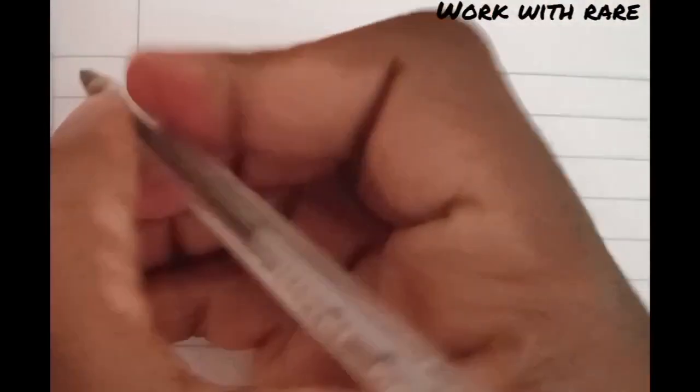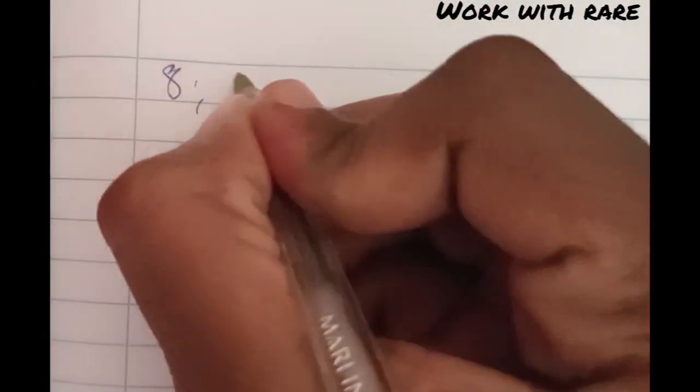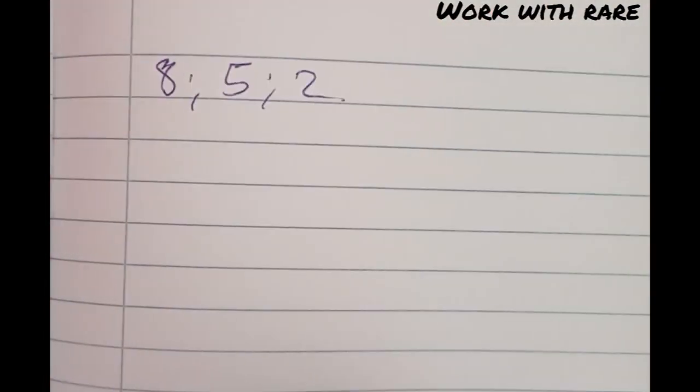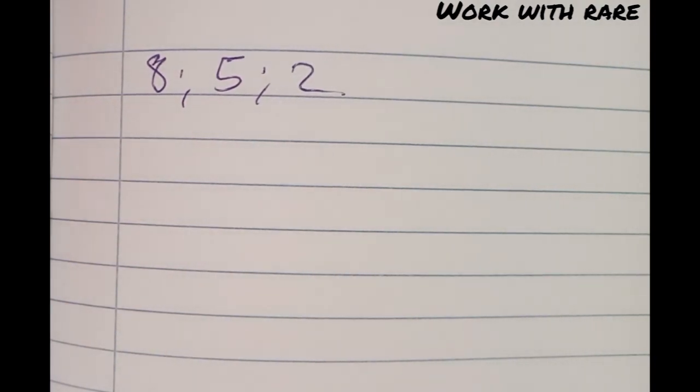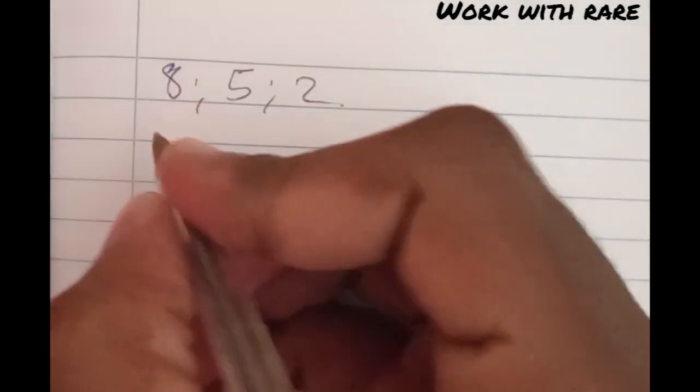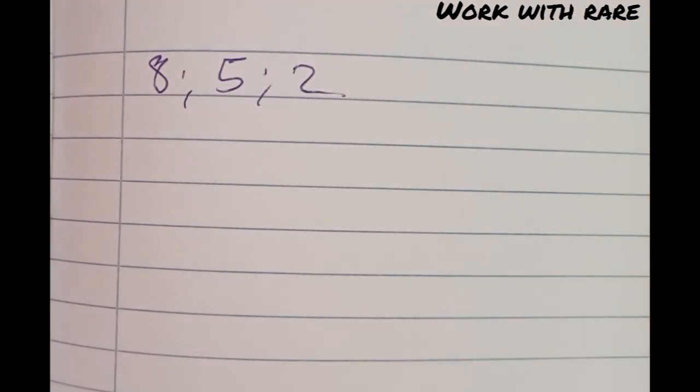Now I will do number 2. On number 2, we are given another sequence: 8, 5, 2. Like I said, when we do this arithmetic sequence and we are looking for the difference, remember a difference can be negative or positive. This one is going backwards, which tells us that our difference will be negative.